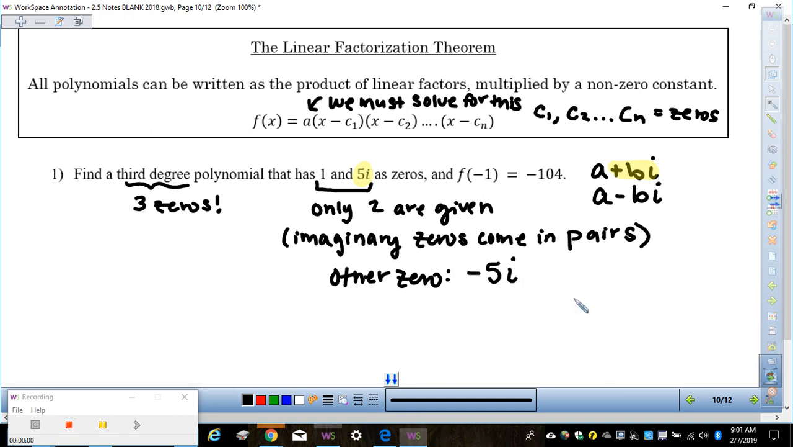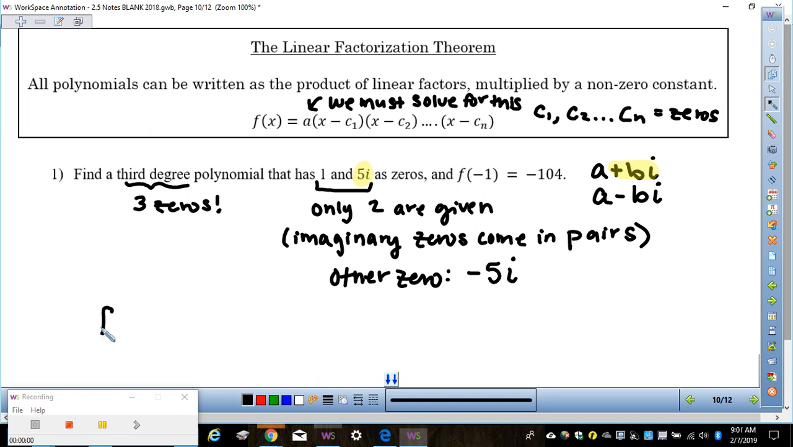And if we think about what we just did with the quadratic formula in eventually getting our imaginary zeros, we had the plus and the minus as a result of the quadratic formula. So imaginary zeros come in pairs. If you're just given one, it's easy to get the other by changing the sign. And then we also have the real zero of positive 1. So there's our list of our 3 zeros.